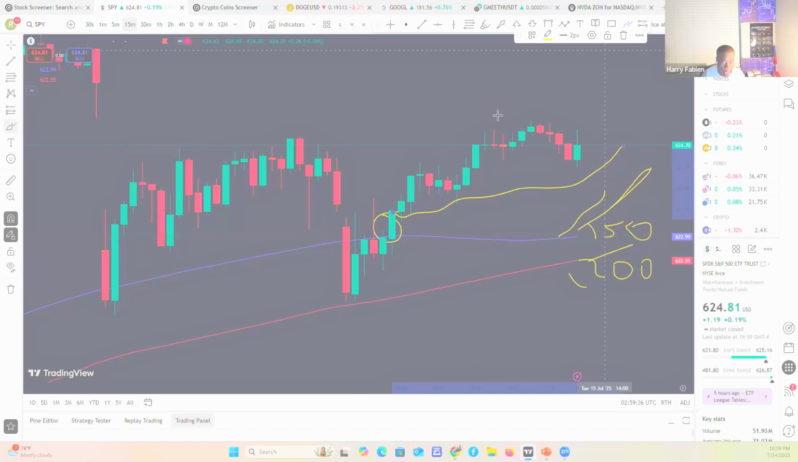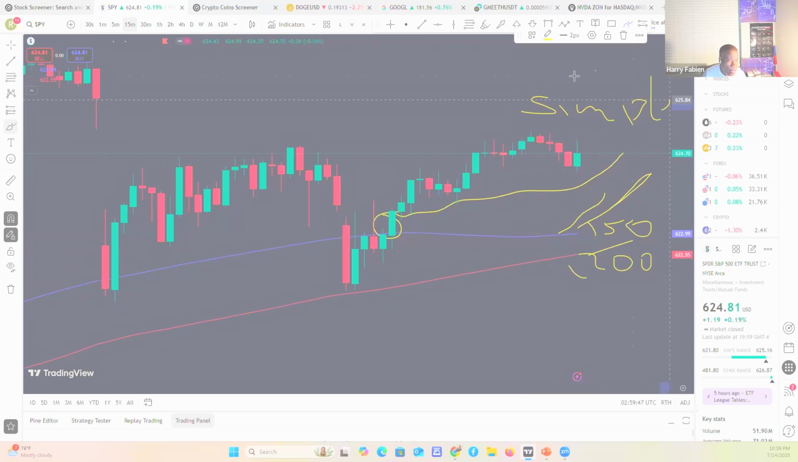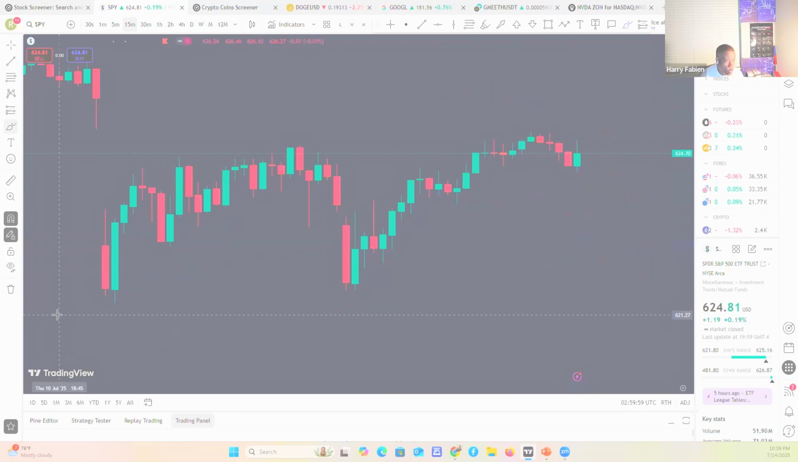Now we're going to go back again to the exponential. This one was using the simple moving average. Remember, simple moving averages act very slow, and they are big numbers, 50, 150, 200. So we're going to remove them. We're going back to the exponential moving average.